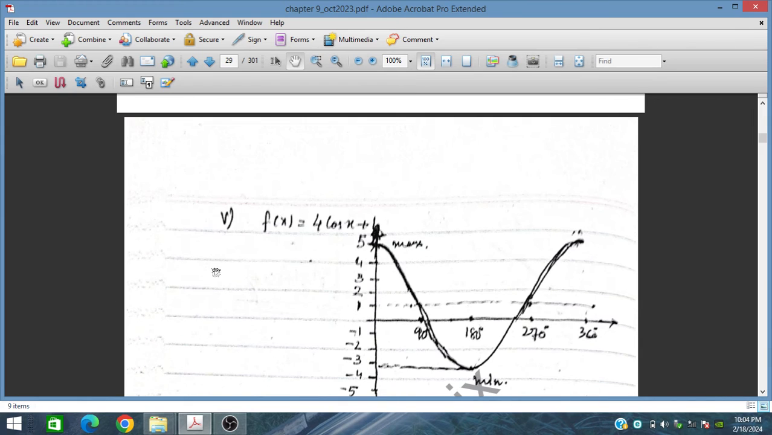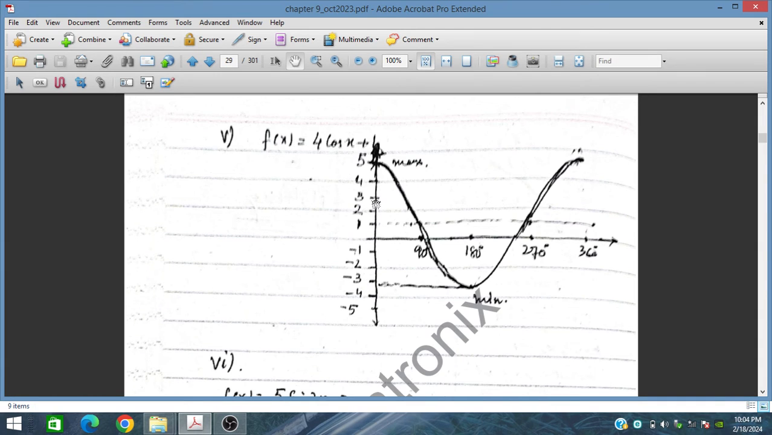Let's solve question number 5. We have f(x) is equal to 4 cos x plus 1. So we have this plot. So cos x is multiplied by 4, and we have to add 1. So that's why this minus 4 shifts 1 more value upside. So that's why this becomes 5 to minus 3, and here we have this value. So this function will be plotted like this.